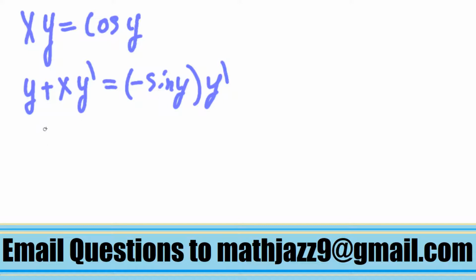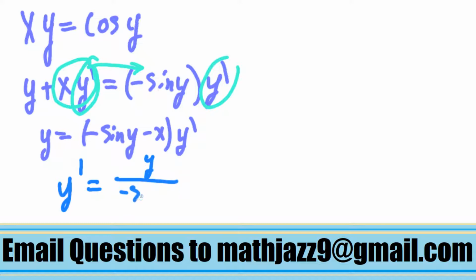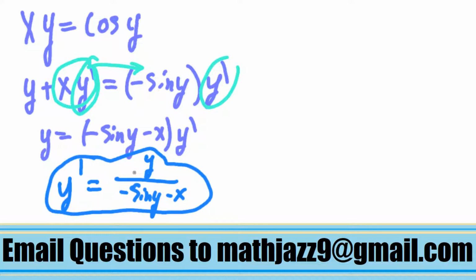Now we're going to solve for y prime. We move everything with a y prime to one side. We get y equals negative sine y minus x all times y prime, because we're just going to take this here, move it to the other side, and then factor out the y primes from both of these terms. That gives us this. Okay, so from here, we solve for y prime, so we get y prime equals y over negative sine y minus x. And if you wanted to, you could factor out the negative sign and bring it to the top of the fraction or whatever. But this is our answer.